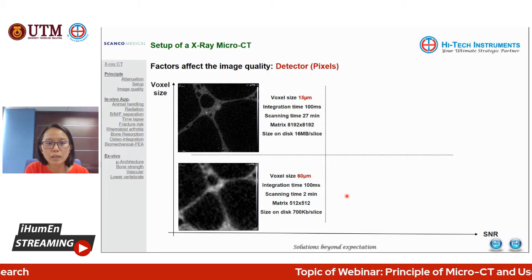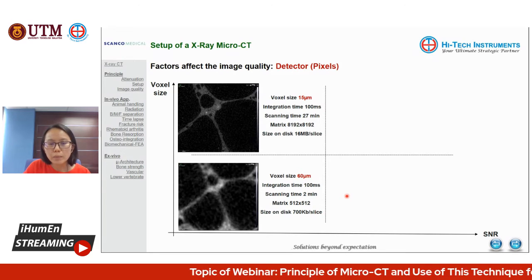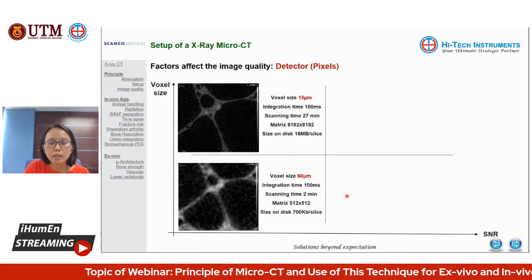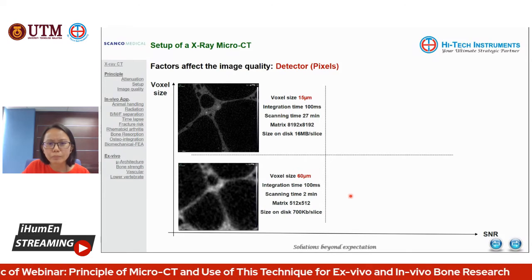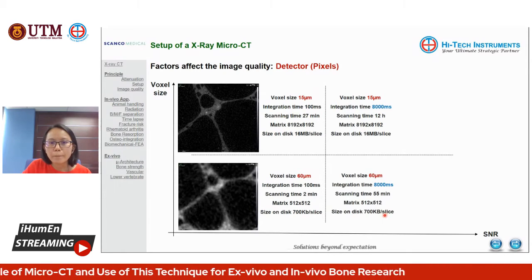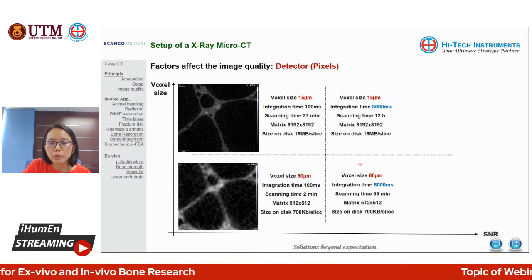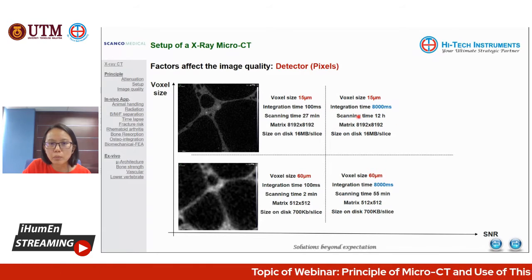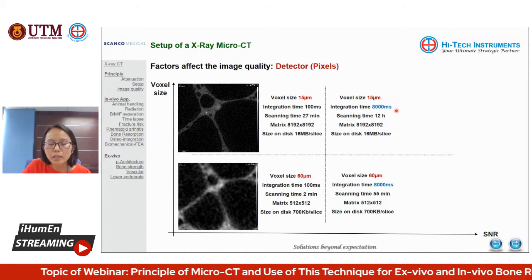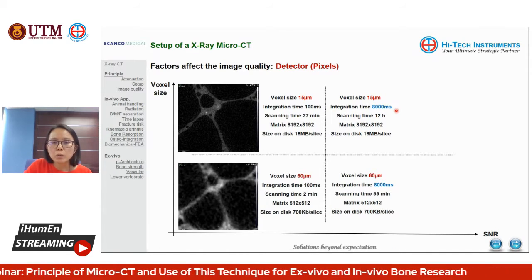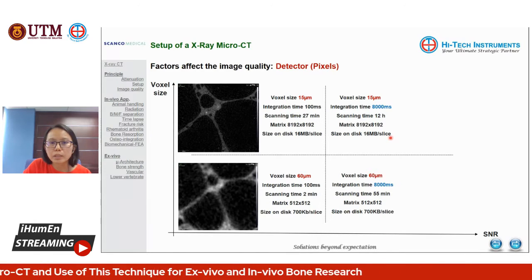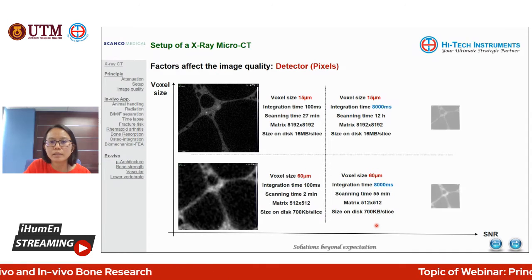And of course, I understand that when it comes to in vivo scanning, we will come to a limitation of time. So one way to improve the signal-to-noise ratio is to increase the integration time here. It will take a longer time, definitely, but at least it is still better than the one where we require a high resolution with high sharpness, and also the file size. You can see the difference between 60 megabytes compared to 700 kilobytes per slice here.